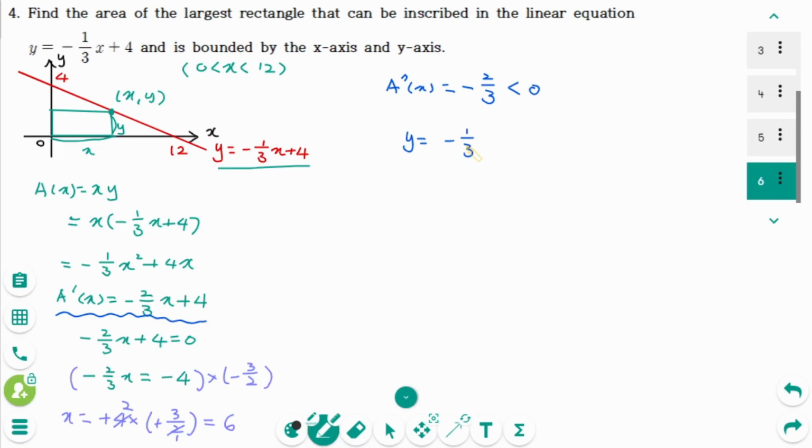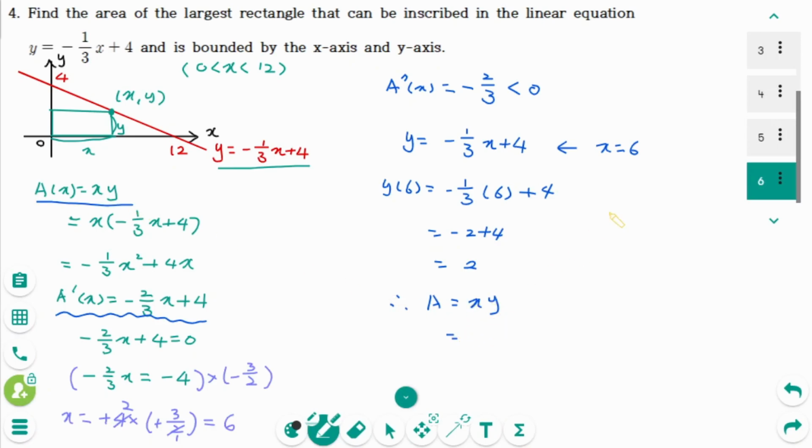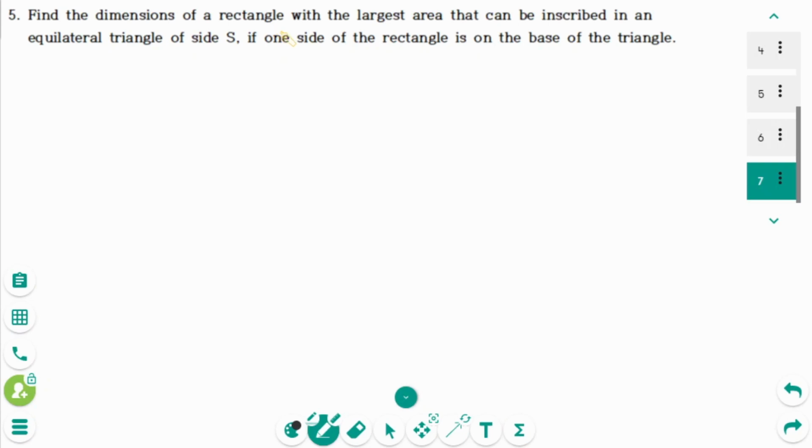Y equals minus 1 over 3x plus 4. When x equals 6, y of 6 equals minus 1 over 3 times 6 plus 4, minus 2 plus 4, which is 2. That means A is x times y. Then x is 6, y is 2, which is 12. So the maximum area is 12. This is the last one.